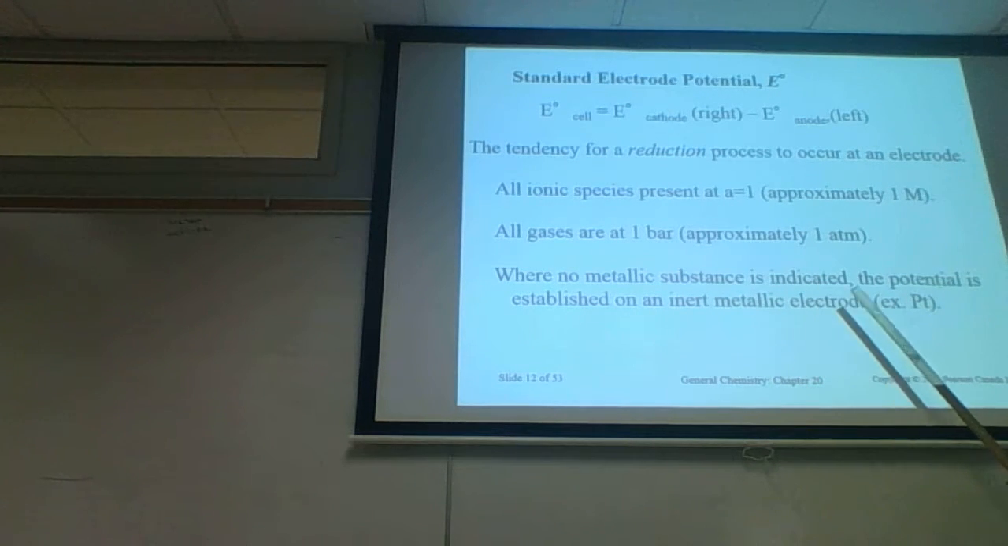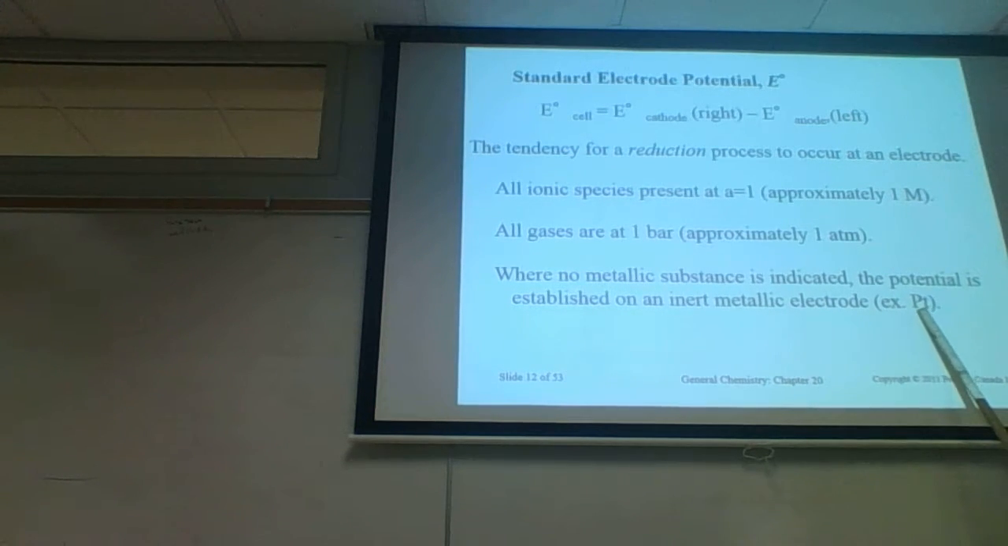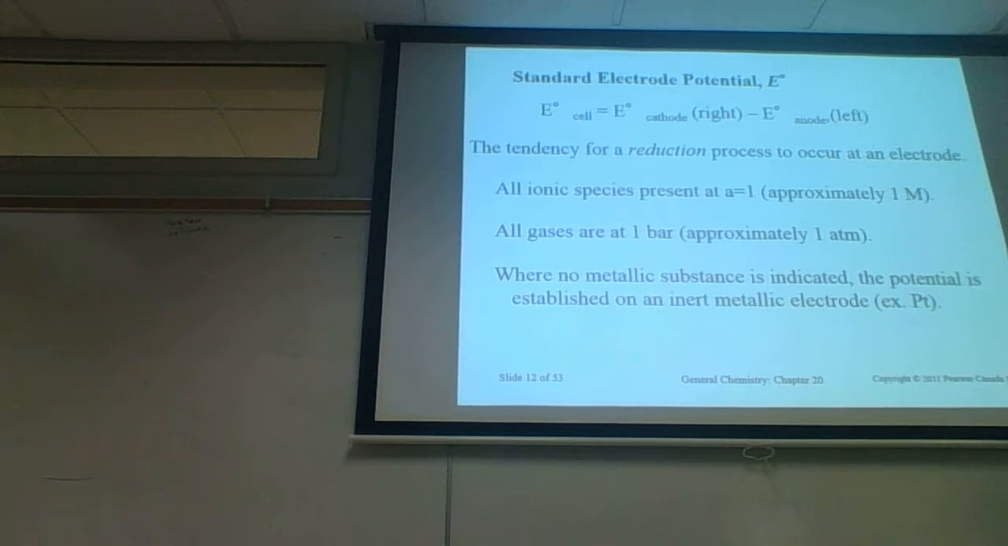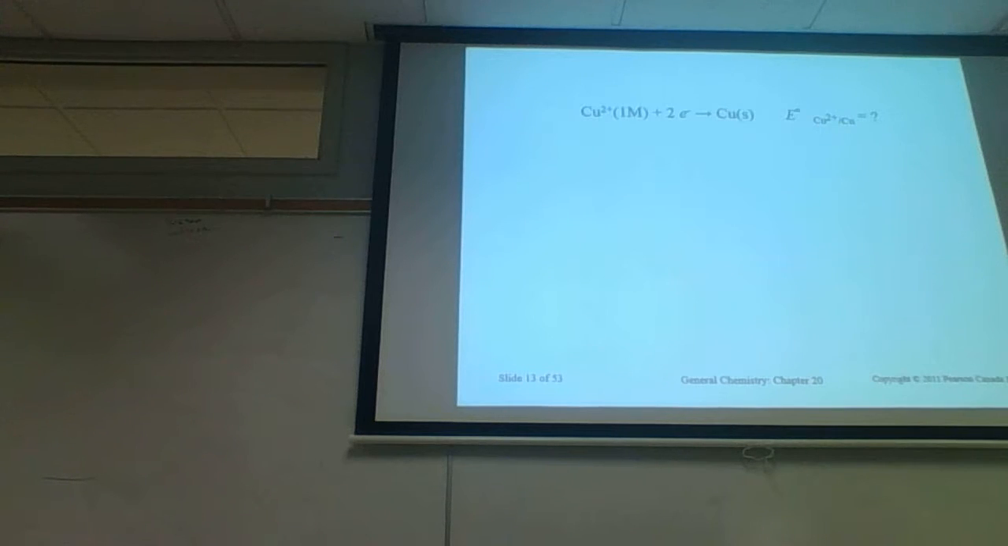The electrodes have to supply the electrons. Hydrogen is not an electrical conductor, so this is why they use platinum. You use platinum, you either feed the electrons into that anode or cathode compartment, or remove the electrons from there. So, where no metal is indicated, we use some inert conductor like platinum, gold, whatever.